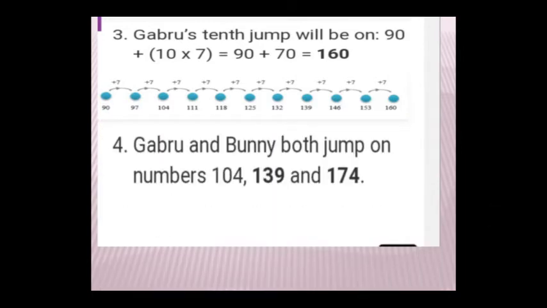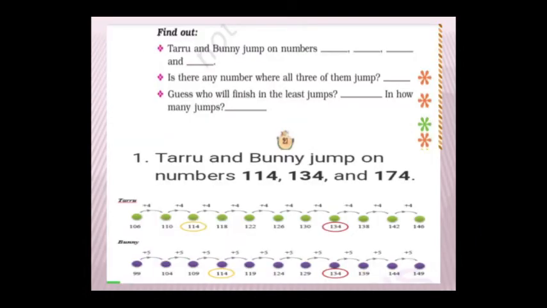Gabru and Bunny both jump on which numbers? See, Gabru and Bunny both jump on these numbers: 104, 139 and 174. These three numbers, Gabru and Bunny both jump. Now find out the numbers where Taru and Bunny both jump. Which numbers are these? 114, 134 and 174.